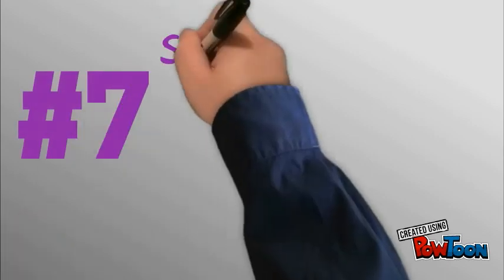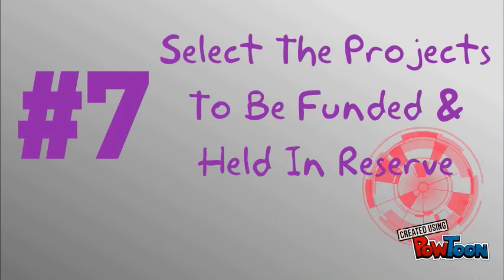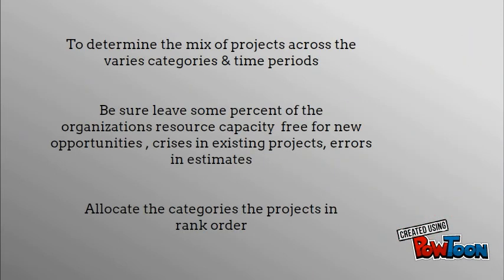Step 7. Select the projects to be funded and held in reserve. To determine the mix of projects across the various categories and time periods, be sure to leave some percent of the organization's resource capacity free for new opportunities, crises in existing projects, and errors in estimates. Allocate to the categories the projects in rank order.